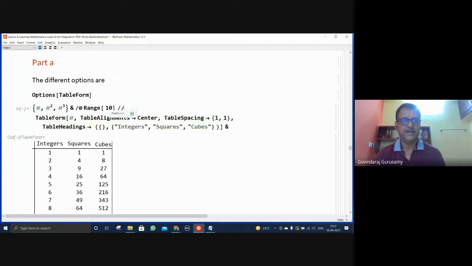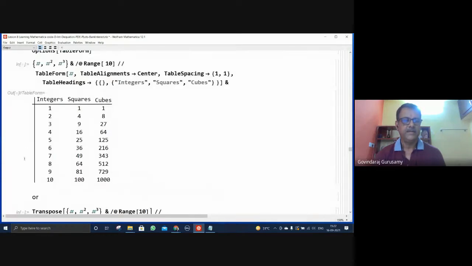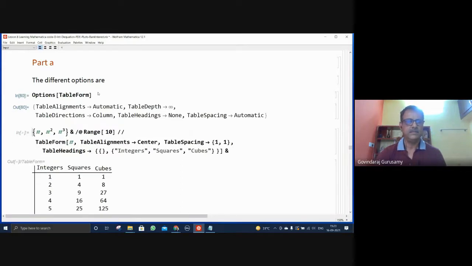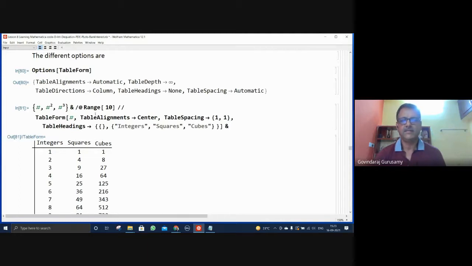Then put it in a table form, where this hash will be there. The table alignment is centered, table spacing is given, and headings. See, the vertical lines are not there, only the horizontal ones. That's the table heading, this is empty, and integers, squares, and cubes are here. This is being centered. So you can see that it's possible for us to get these things in a compact form. Table form is the option. All that we need has been given. These are the table form options.